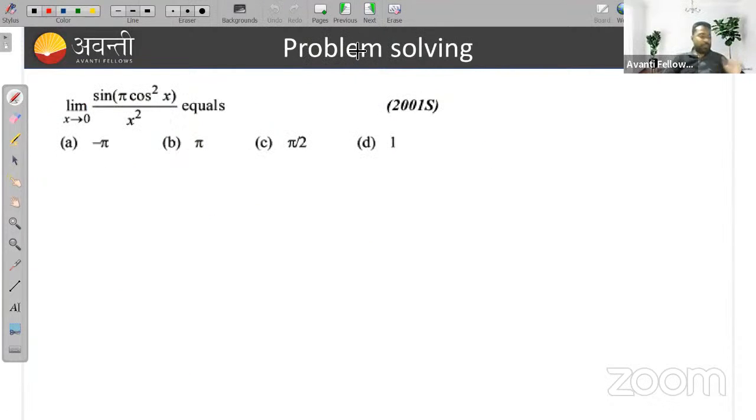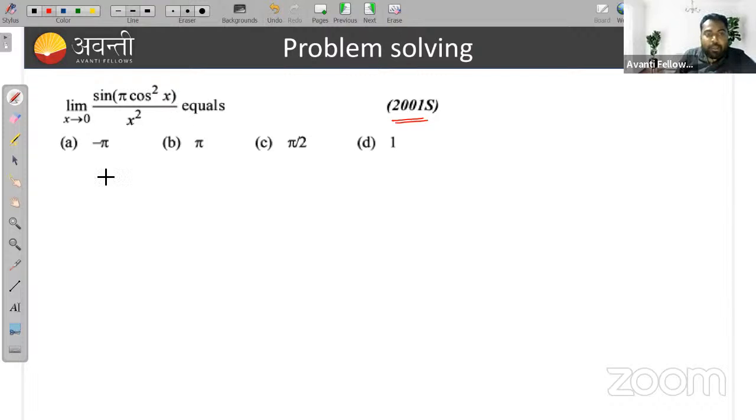What is the first question we have here? In the question it is given, you have to evaluate the limit as x tends to 0 of sine of pi cos square x upon x square. What is the limit of this function? This question came in 2001. Let's solve this question. So what is the solution?